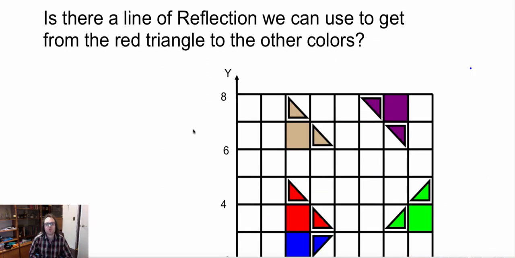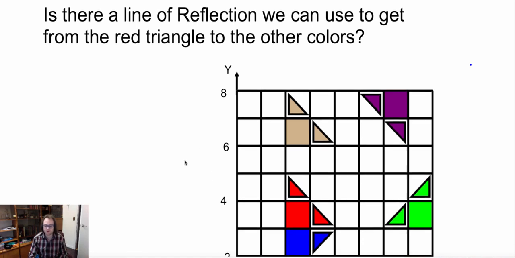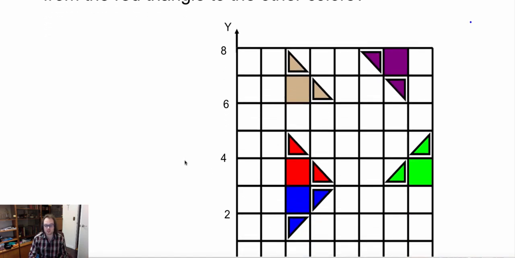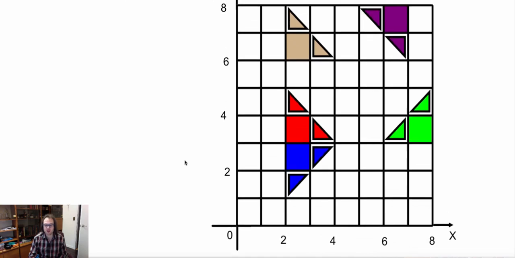In this example, we have this red shape here in this diagram, and we want to figure out which colors are reflections of it. So we're going to have to try and find lines of reflections for each shape here. So let's first look at my green shape. So I'm going to draw my line for my green shape right here. That looks about halfway through.